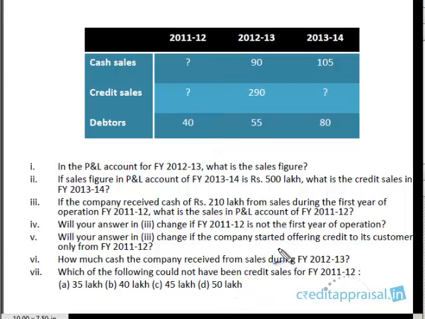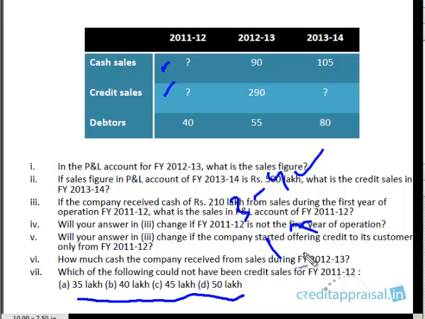So the question is asking, you don't know what the cash sales or the credit sales are, fine. But out of these 4 options, 3 are possible and 1 is not possible. What is that answer? Which is the answer that is not possible? Which of these could not have been the credit sales?